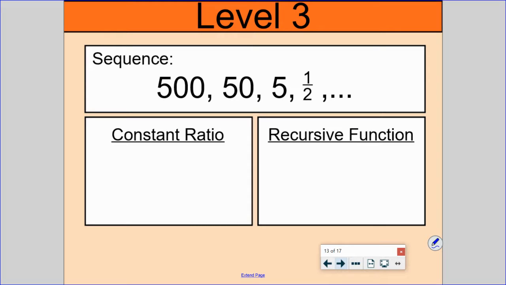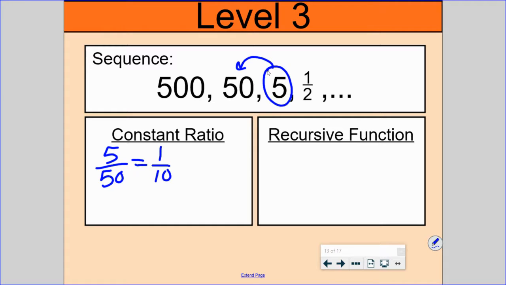We can take any number in the sequence. This time I'm going to take 5, and I'm going to divide it by the number in front of it. So I'm going to take 5, and I'm going to divide it by 50. What does that equal? Well, that is 1/10. Okay? Your calculator might do 0.1, but you can always write it in fraction form. We like the fraction form.